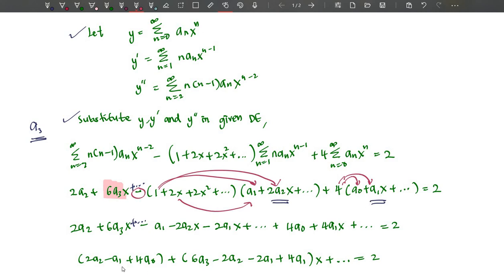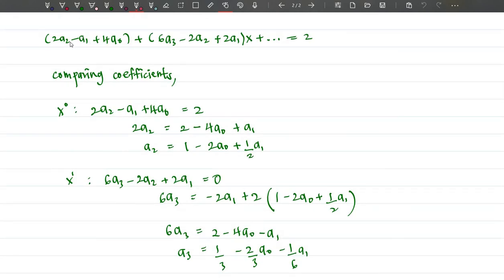And then what you need to do next is to rearrange. Write the terms in brackets for each coefficient. That means the constant in one bracket, and then plus another, open the bracket, the terms for x, plus until infinite, that will be equal to 2. After that, simplify, and we have 2A2 minus A1 plus 4A0 plus 6A3 minus 2A2 plus 2A1 x plus until infinite equal to 2, because we have simplified this part.